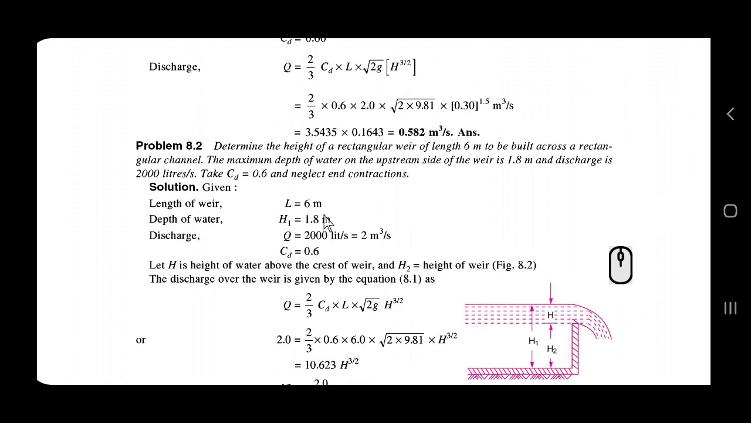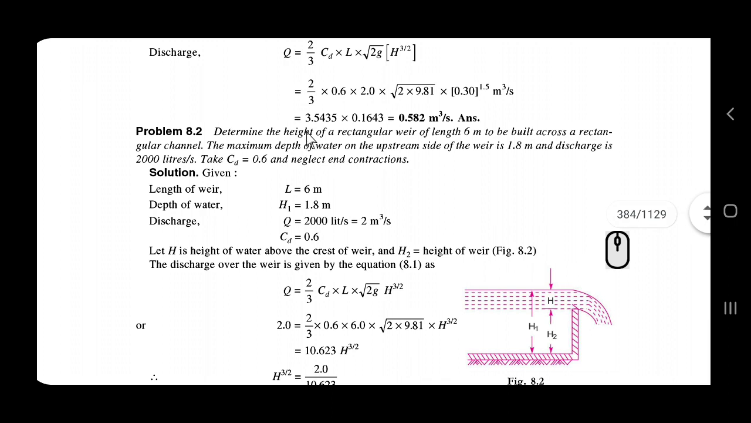So here is another problem: determine the height of a rectangular weir of length 6 meter to be built across a rectangular channel. The maximum depth of water on the upstream side of the weir is 1.8 meter. So what is that value? 1.8 meter, that is H1, which is also marked in this figure.